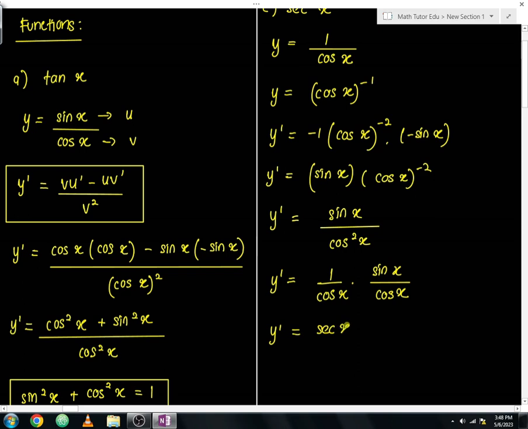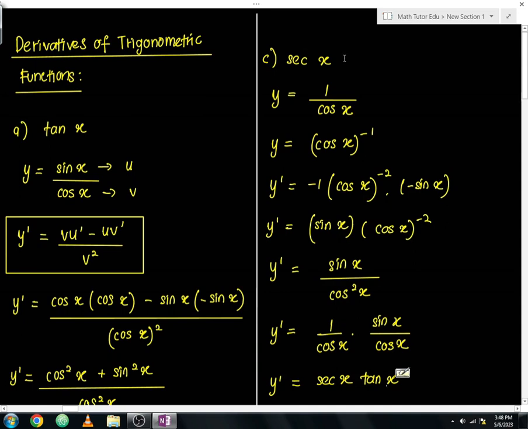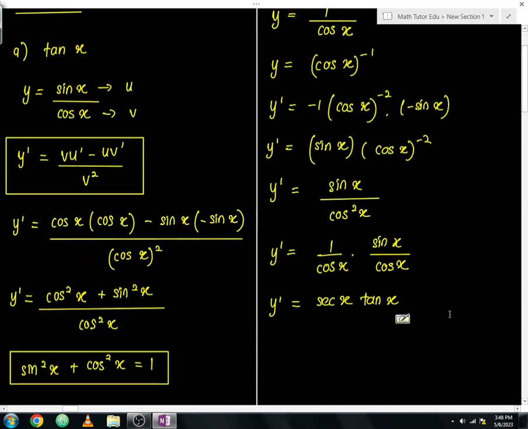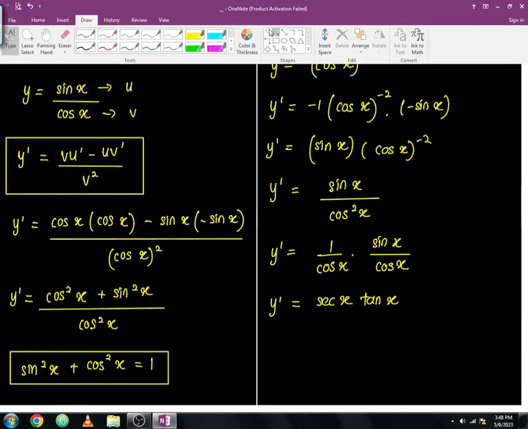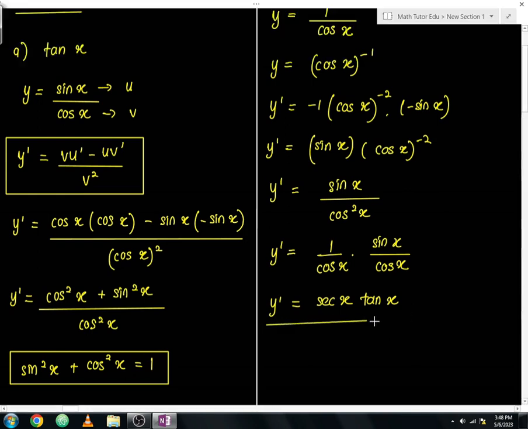Secant x. Sin x over cos x is also known as tangent x. Okay, so this is the reason why when you differentiate secant x, you get secant x tangent x as your answer. I mean, that's why we literally use this formula, guys.